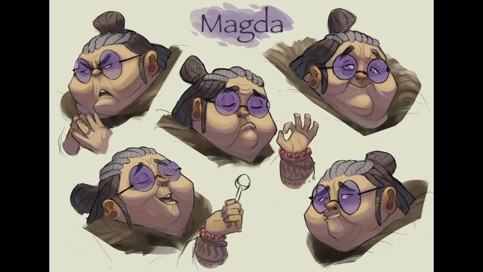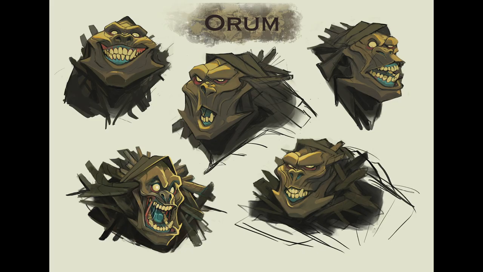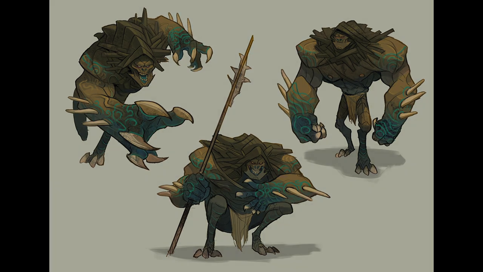Magda is the wise woman from the outside village. She is a sage and predicts the arrival of Eira. Orum is a mutated human, changed by the outside elements. He is cruel, animalistic, and wants to destroy all humans.